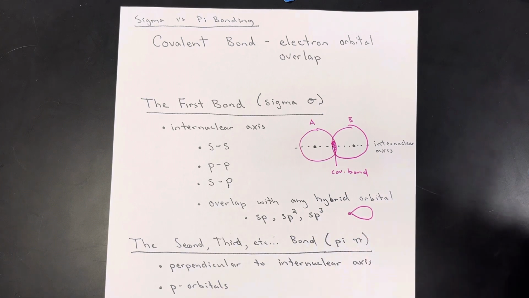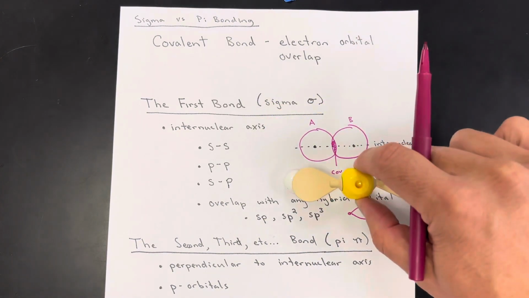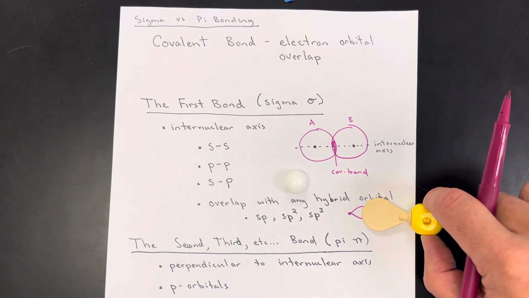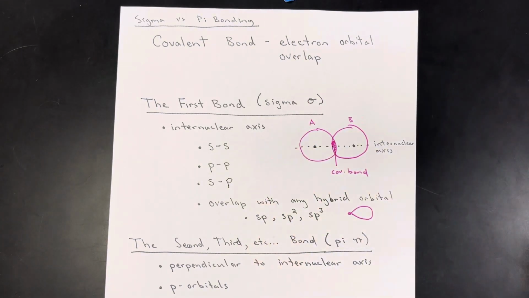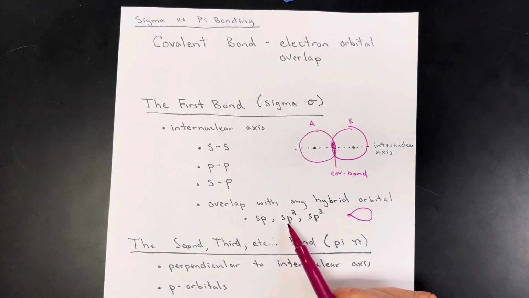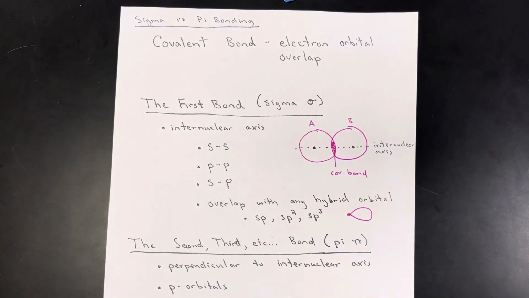And if they overlap with any of my spheres or any of my dumbbells, or two lobes in a node with the orbital, okay? As long as you have electron orbital overlap, you could have a covalent bond. So I could have sp overlap with a sphere, sp overlap with a dumbbell, or sp overlap with another sp orbital. And then the same thing would be true for sp2 or sp3. So all of those bonds are going to occur on the internuclear axis.